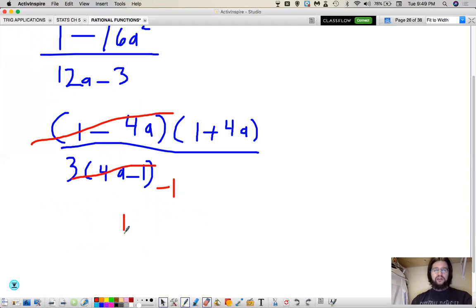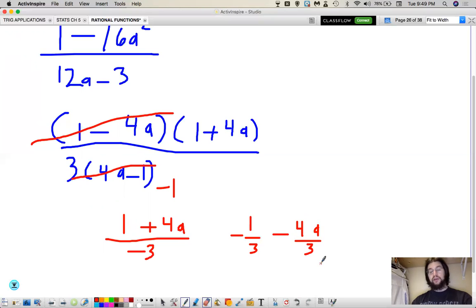So on the numerator, 1 plus 4a. Denominator, negative 3. And again, you can leave it like this for me. You could rewrite it as this. Either of those is perfectly fine by me.